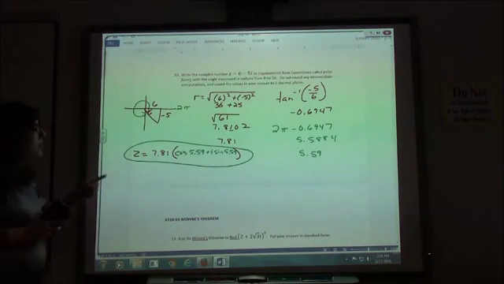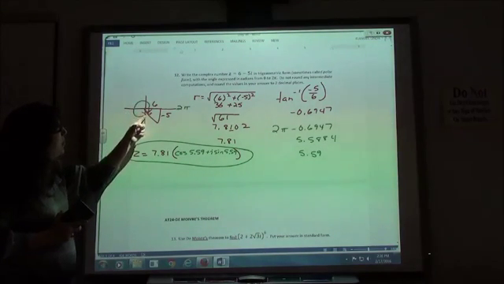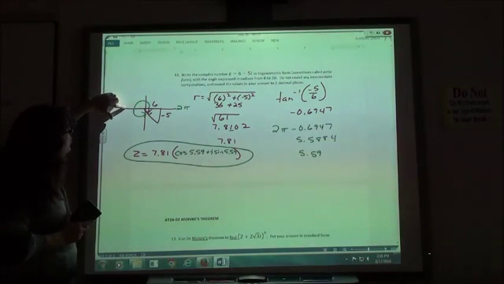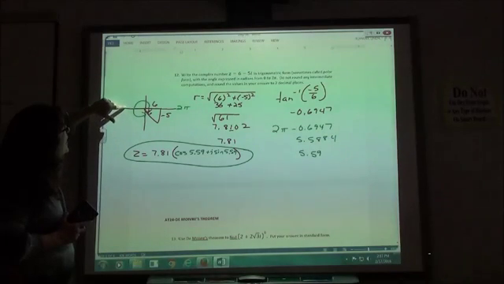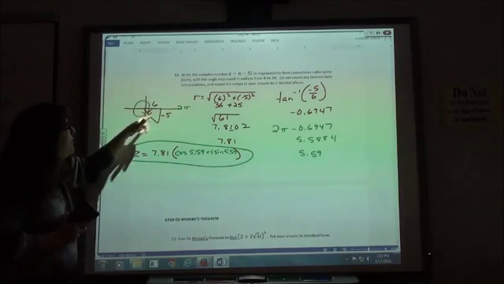So always look if you do get a negative angle where you're at, because you want your angle in the positive direction. If it's up here in quadrant 2, you're going to take pi minus the angle. If you're in quadrant 3, you would take pi plus your angle. If you're in quadrant 4, 2 pi minus your angle.